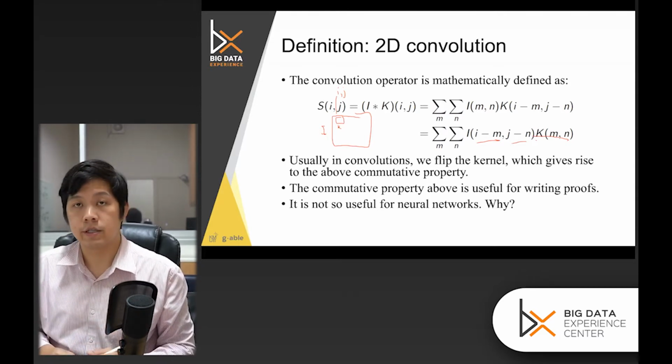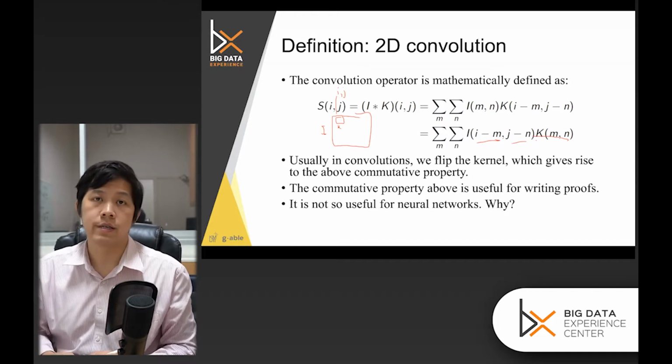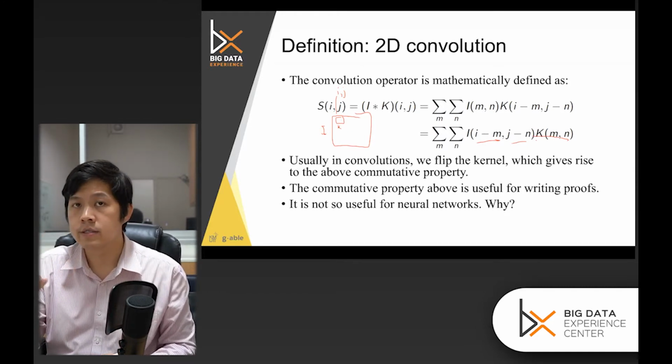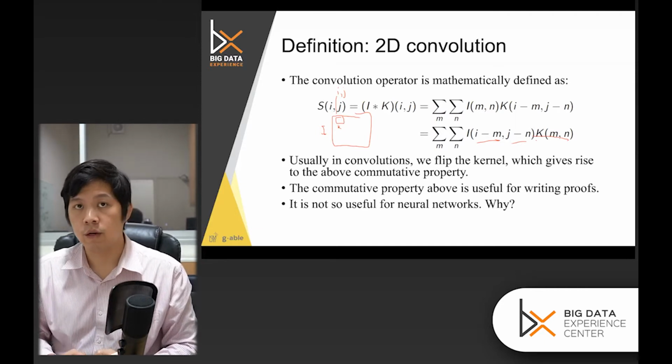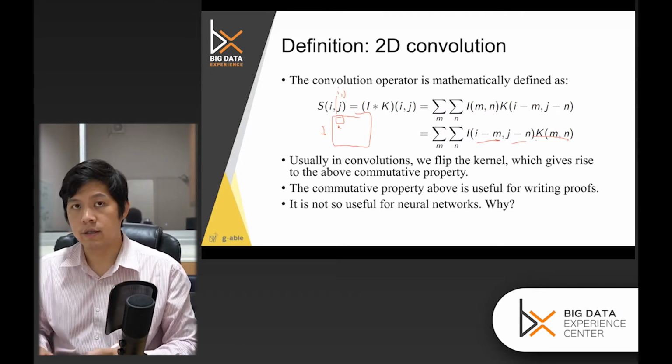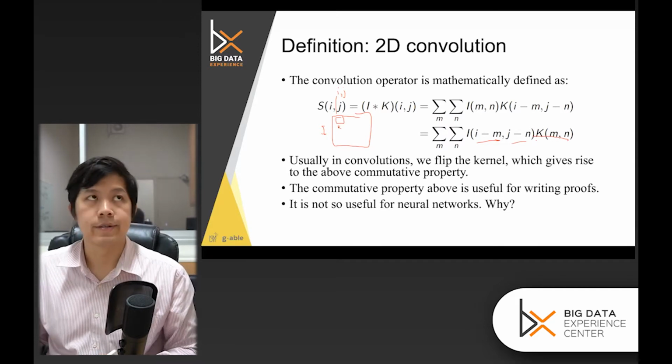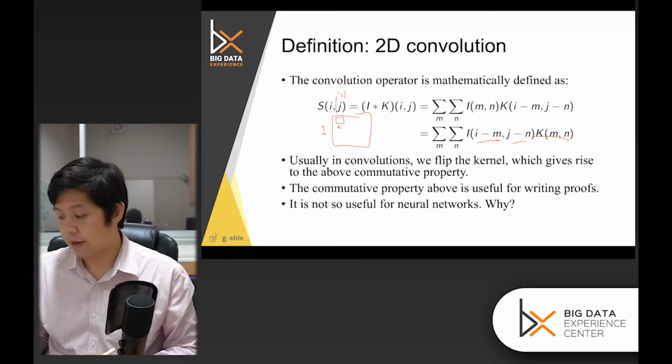In images, flipping is unnecessary because usually the grid is symmetric, or in the case of a convolutional neural network, the grid would be learned. So the usual definition is not required.